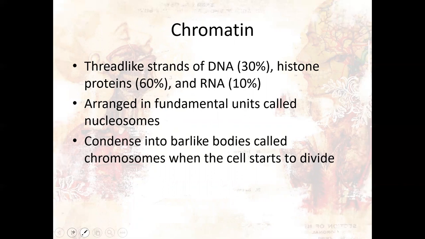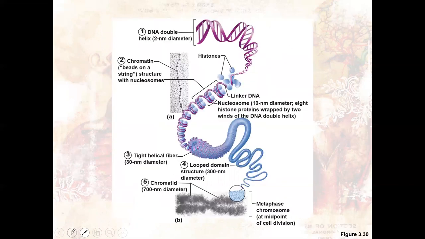Chromatin is these strands of DNA wrapped around these proteins. They're arranged in nucleosomes, and they condense in the chromosomes when the cell's ready to divide. So here you see that condensation into this chromosome.